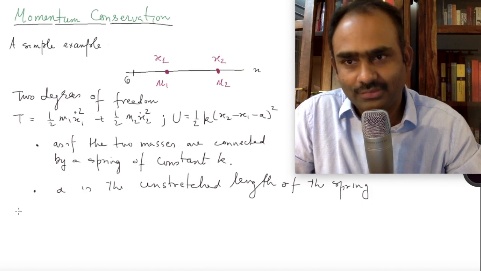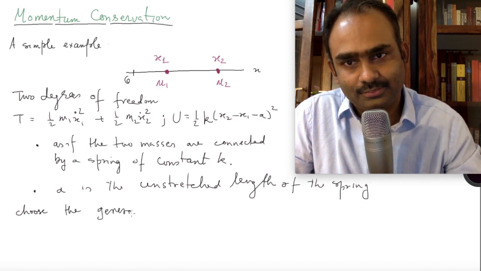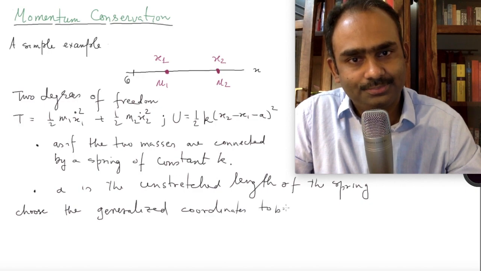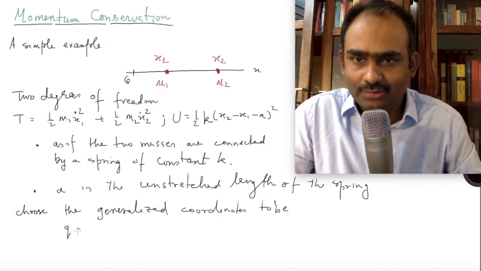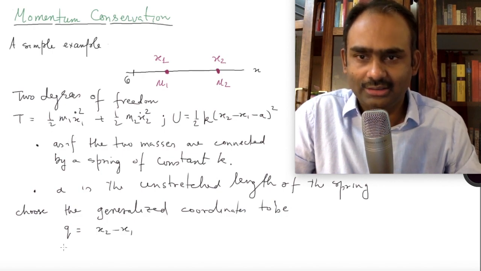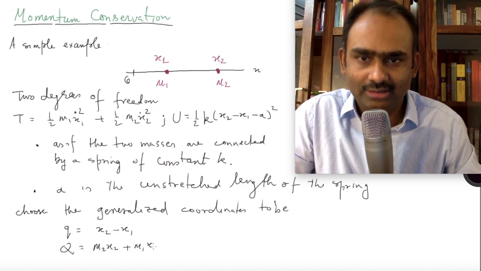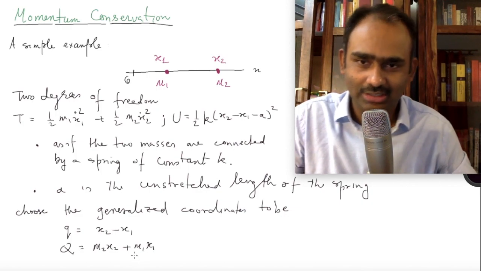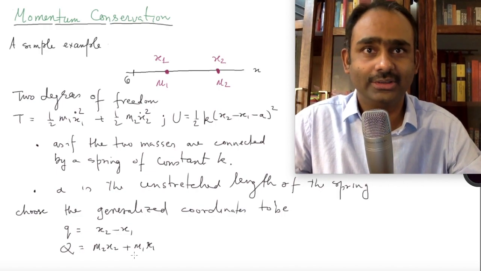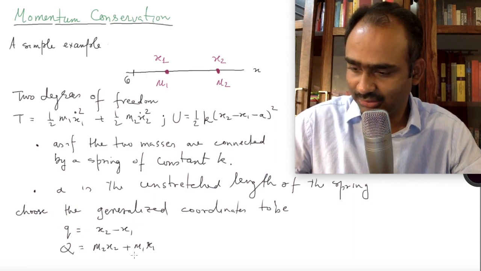Let me choose the following to be the generalized coordinates. One coordinate I call small q, which will be x2 minus x1, and another coordinate I call capital Q, which will be m2x2 plus m1x1. I choose them because I can do so. If you don't want to choose these, you want to choose the generalized coordinates to be x2 minus x1 and another one to be x2 plus x1, you can do so. There's no problem with that. But I want to show why this choice is really a fantastic choice, and you'll see soon why.